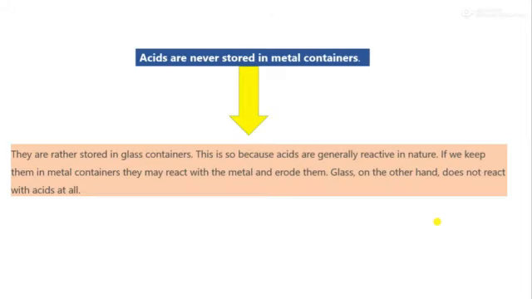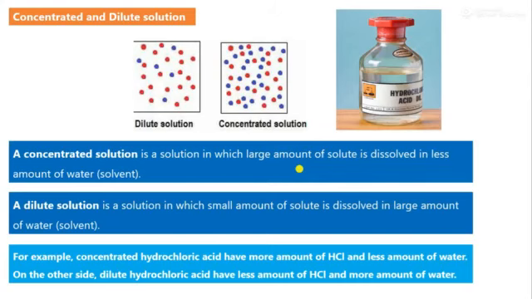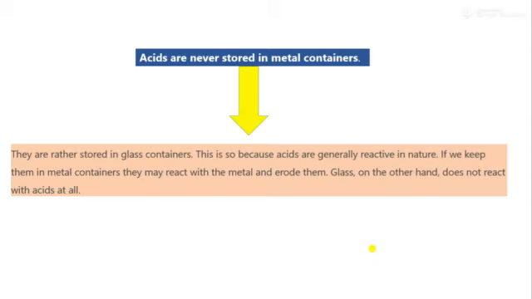Now, acids are never stored in metallic containers. Why? Because acids are very reactive and they will produce H positive ions. And what will happen? They are corrosive in nature. That's why they are stored in glass containers. I have shown this picture where the hydrochloric acid is in a glass bottle, not in a steel or any other container, right? So acids are always stored in glass containers.